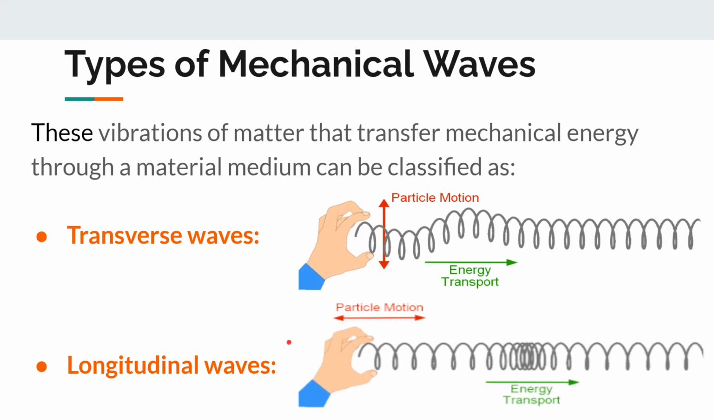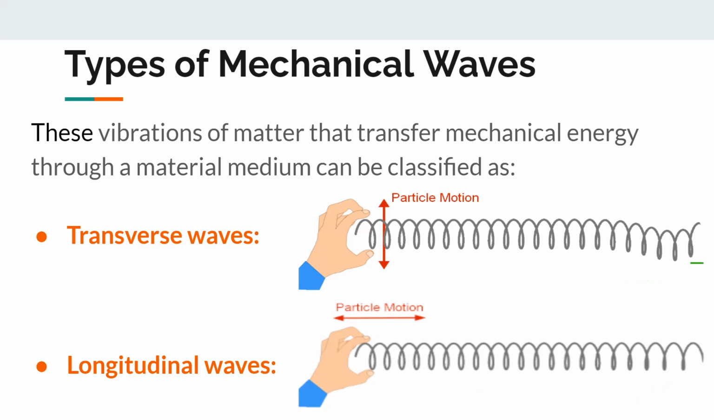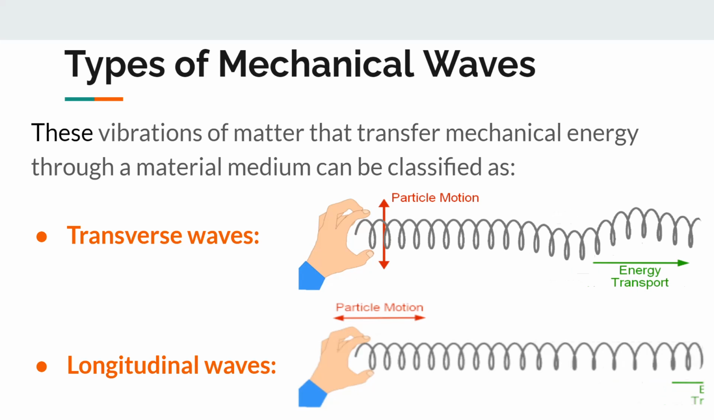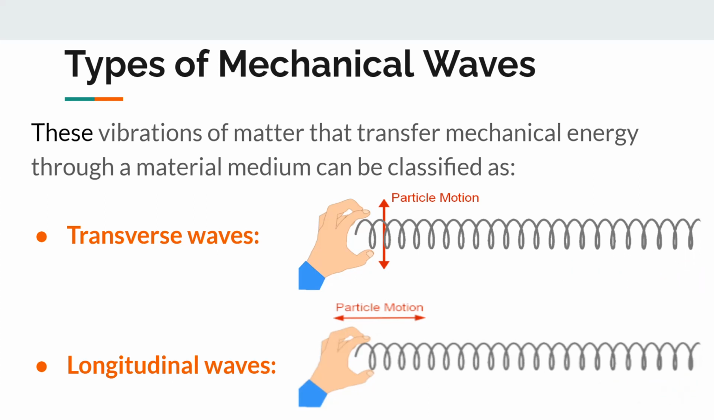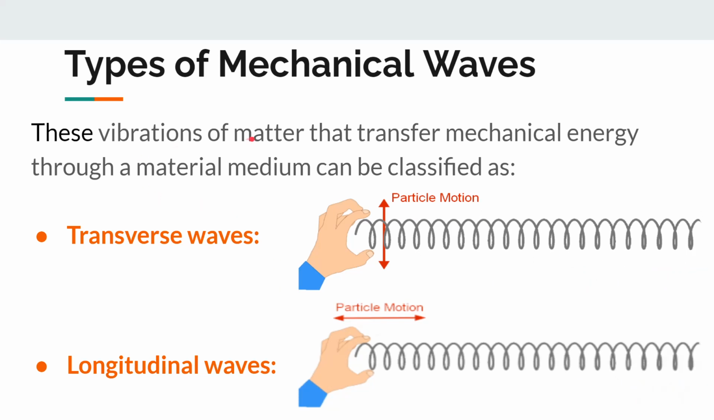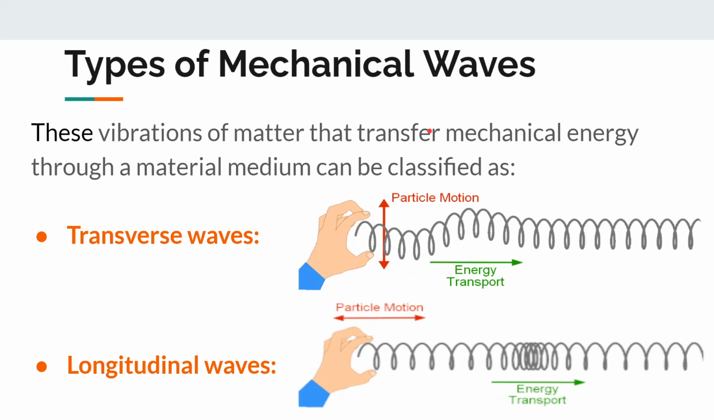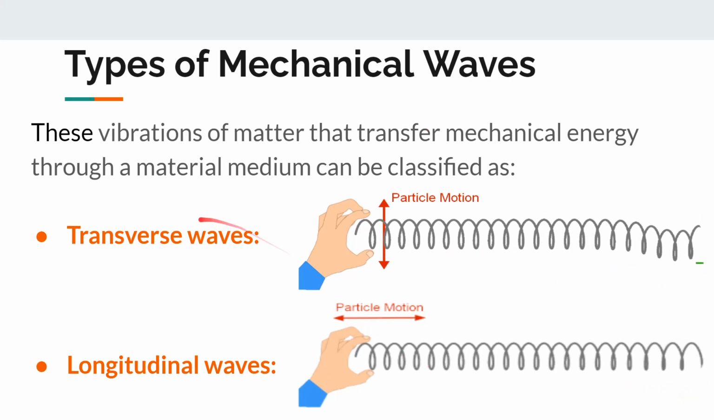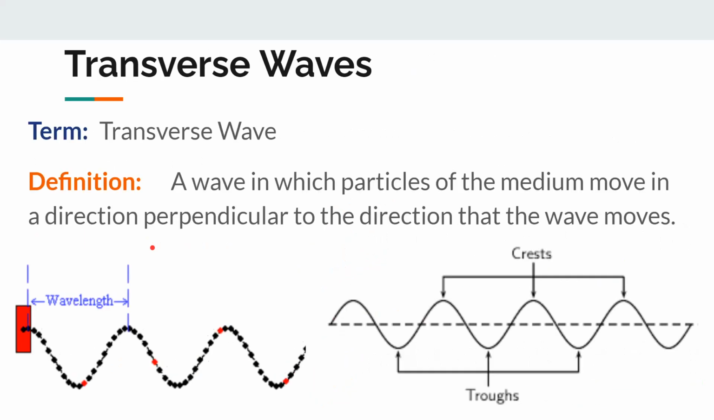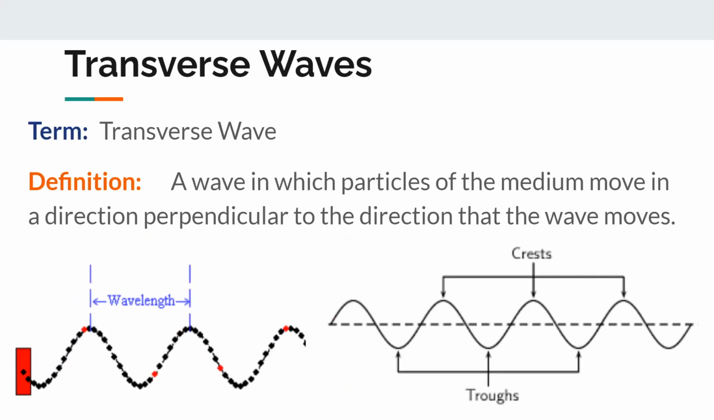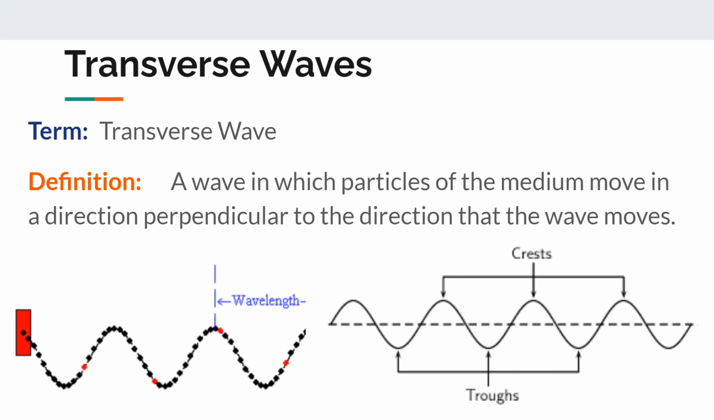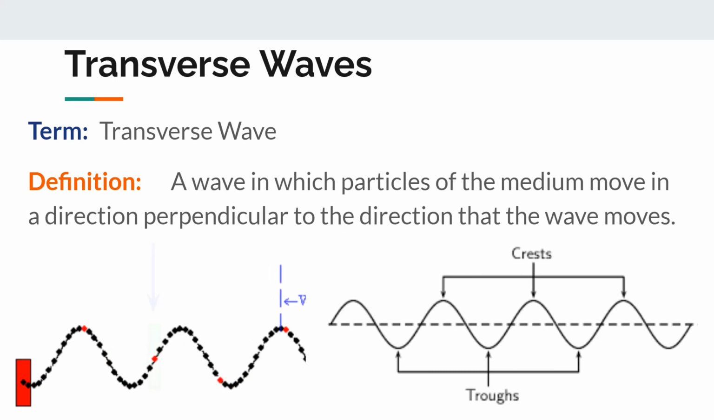So there are two different types of mechanical waves, and you need to be familiar with both of these. So if you're taking notes, you might want to write down transverse waves and longitudinal waves, and you can see them both in the animation here with these slinkies. But these are vibrations of matter that transfer mechanical energy. Both of them do that, but there are two different ways in which you can do it. And so let's focus on one at a time, starting with transverse waves. So a transverse wave is a wave in which particles of the medium move in a direction that is perpendicular to the direction that the wave moves.